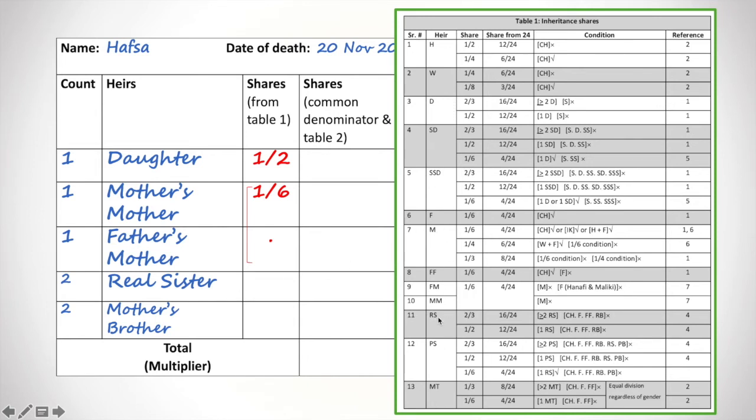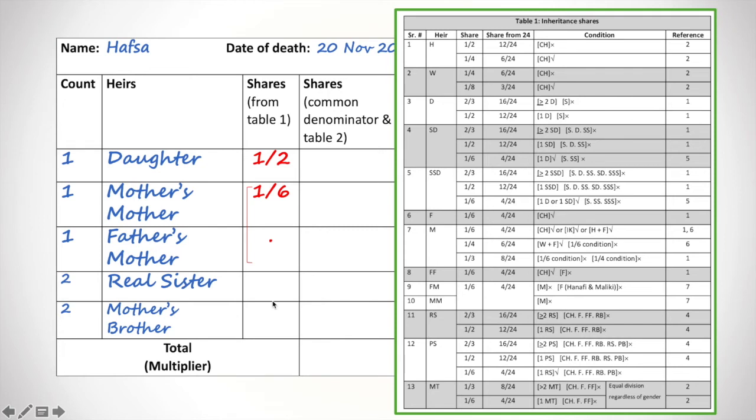Real sisters are two or more in number, but they only get a share in table 1 if there is no children, father, father's father, or real brother. We have a daughter in this case, so that satisfies the definition of children. Real sister does not get anything.